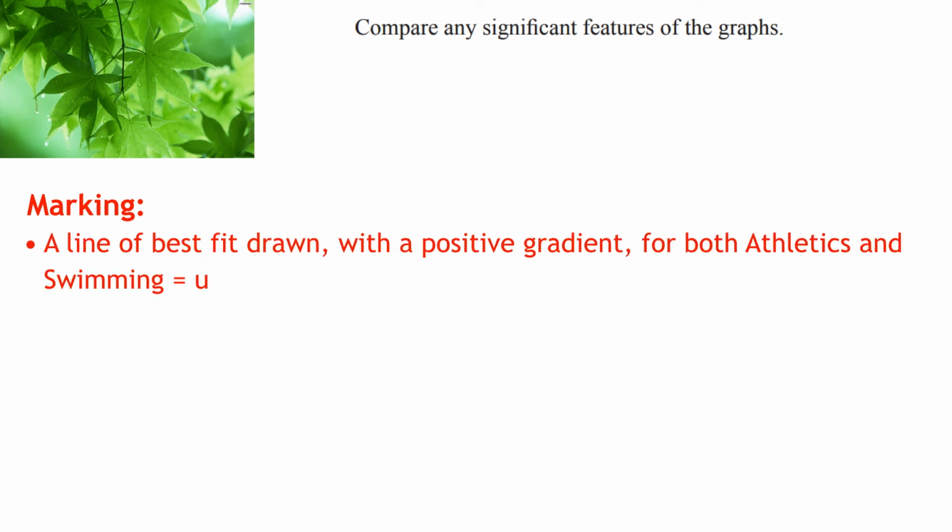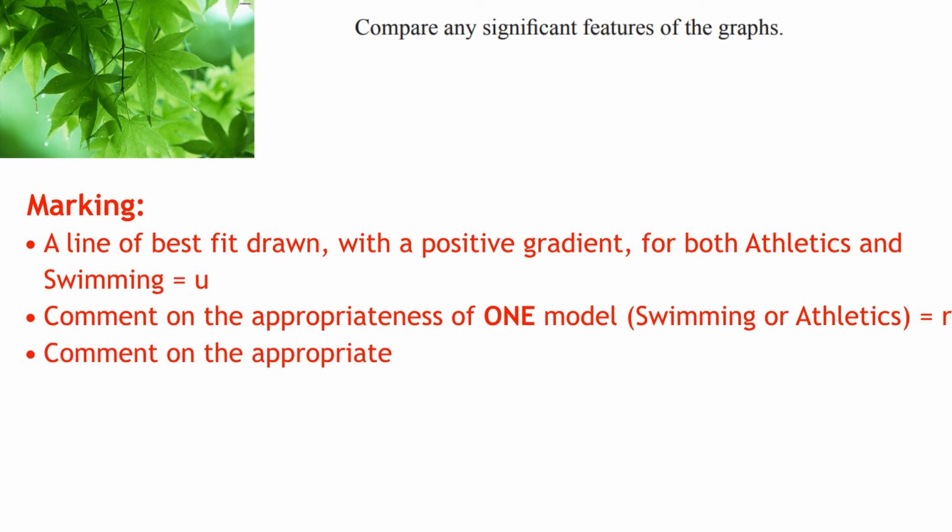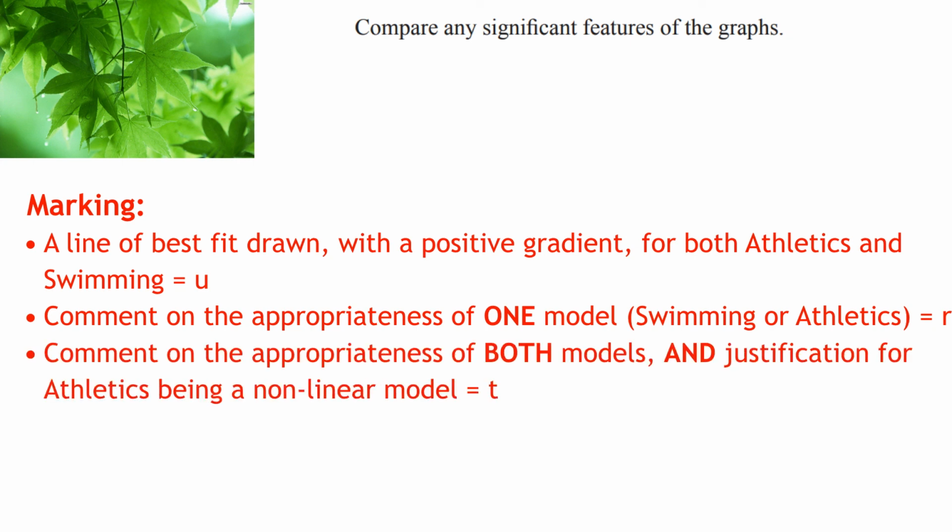So then we need to look at the marking of this. How does the marking work? So if we drew our line of best fit with a positive gradient for both the athletics and the swimming, and it could have been a straight line or a curve, that would get you U, an achieved level skill. If you comment on the appropriateness of one of the models, so either swimming or athletics, then that would get you an R, a merit level. If you were to comment on both models and justify why the athletics is non-linear, then that gets you the excellence, the T.